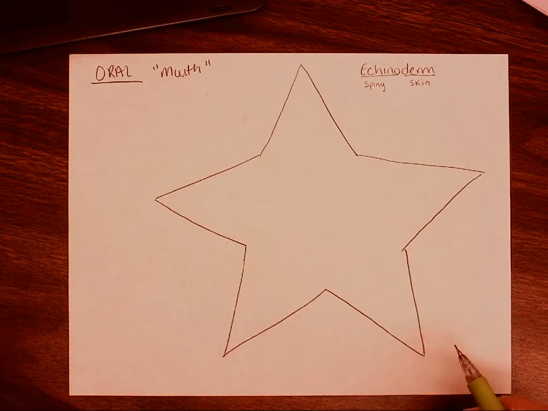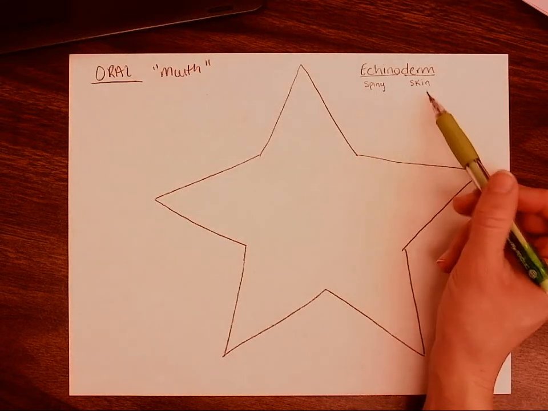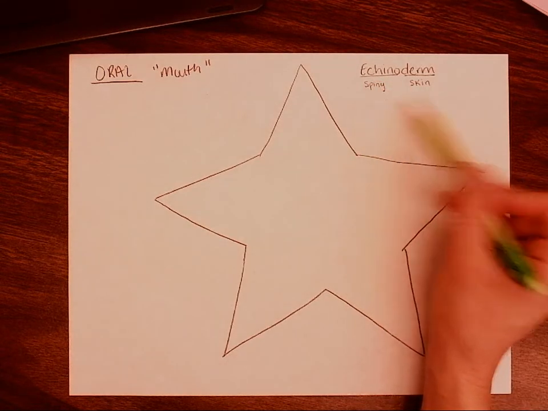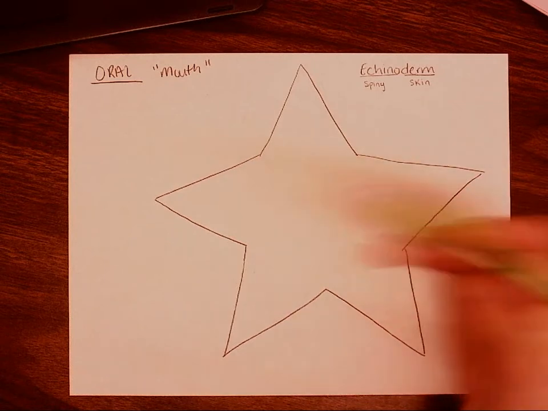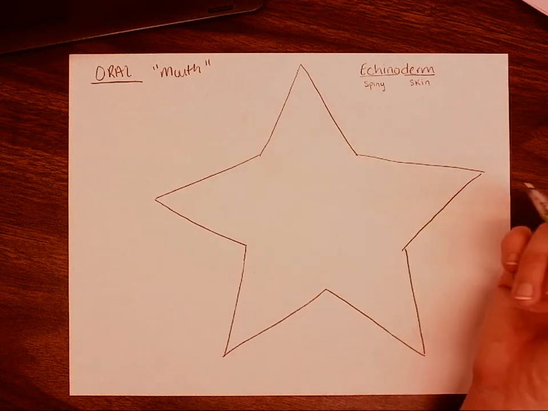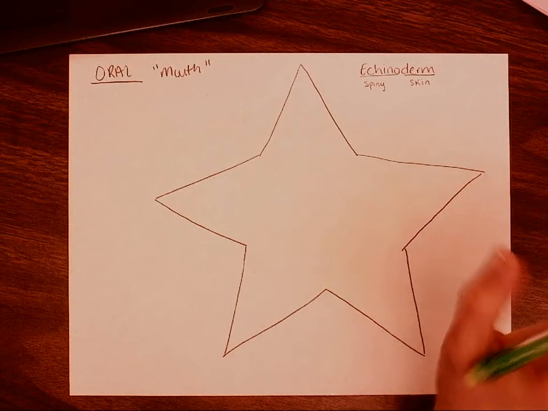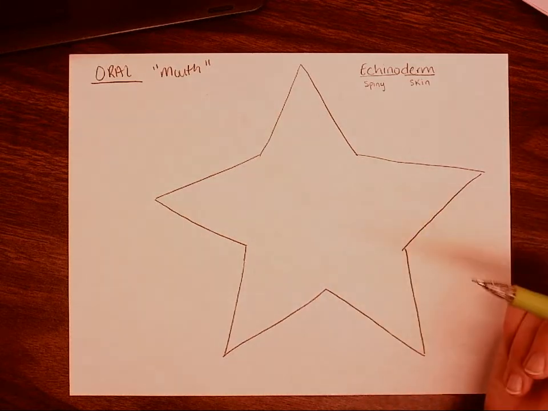When we're looking at our starfish, it is going to be in our phylum Echinoderms, which literally means spiny skin. Echino and derm, spiny skin. So we are going to see some spiny skin here on the outside of our starfish. But we're going to be starting on the oral side, we're going to do this one first.